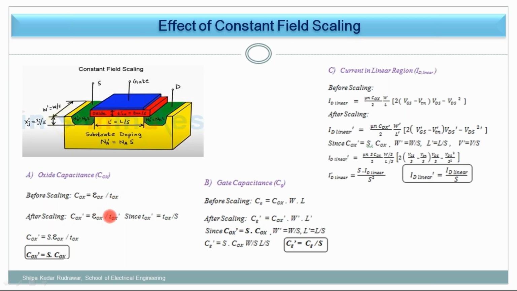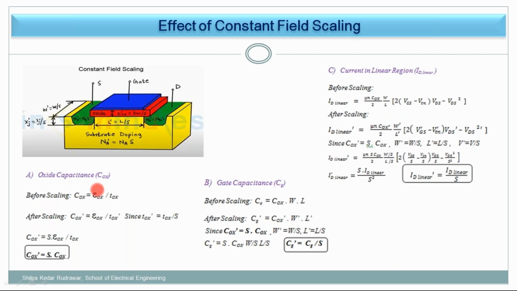So here we have kept Tox dash. What is Tox dash? That is, after scaling, the value of oxide thickness. So that is changed to this, and I need to substitute this value in this equation. After substituting this particular value of Tox dash, what I got is Cox dash equal to S into Cox. Have you got it? Because the same thing we need to replace everywhere.